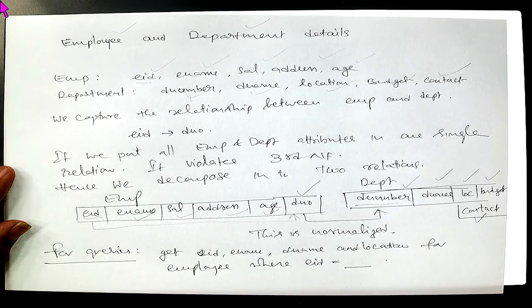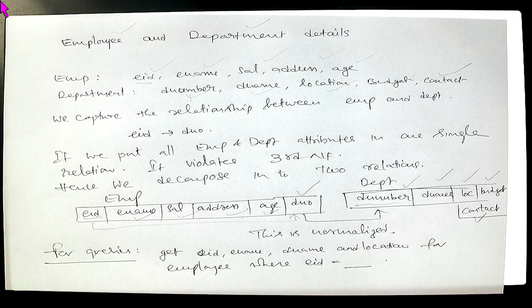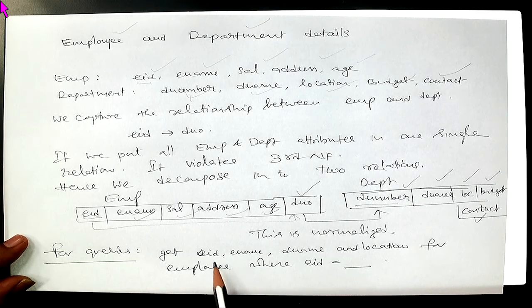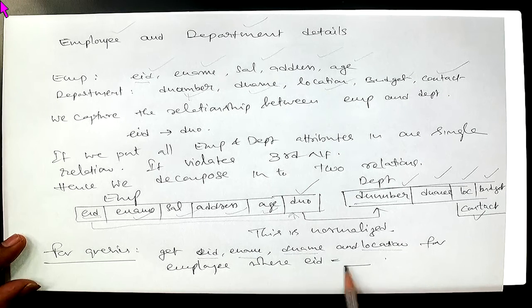Now, with this assumption, we have done our logical database design and completed our database design, and then the application was deployed. Later, after observing for some time, we understood that there is a query which requires getting the employee ID, employee name, department name and department location for employees where the employee ID is so and so.